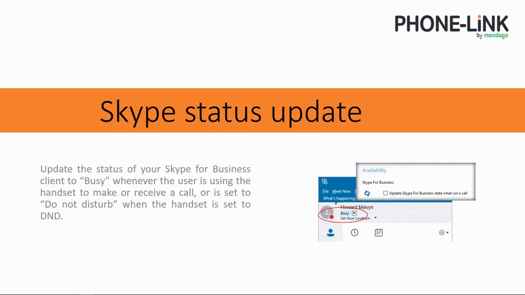The other thing that the integration does is it allows Skype and PhoneLink to share status and availability information. So this is an option that you need to turn on within the PhoneLink configuration. But once it's on, if you start a Skype call with somebody, not only will your status in Skype change to busy, but your status on the PhoneLink will change to busy as well, and the same will happen in reverse. So if you make a call with a handset, on PhoneLink you'll change to busy, and you'll also change to busy on Skype as well.